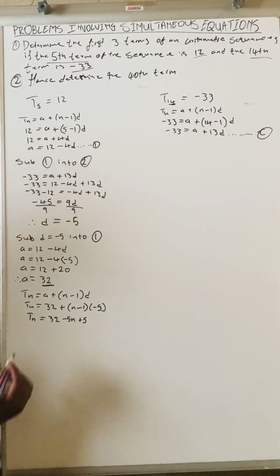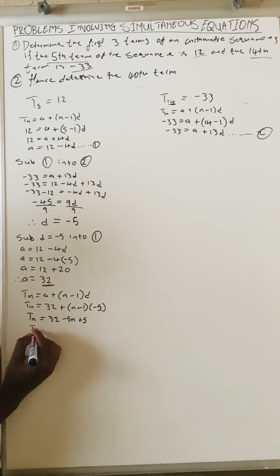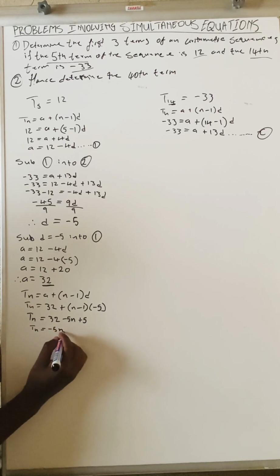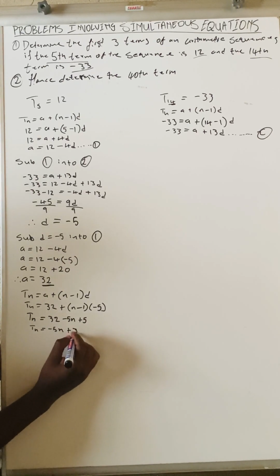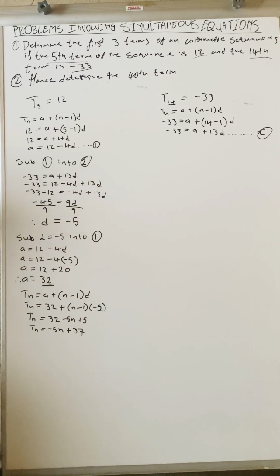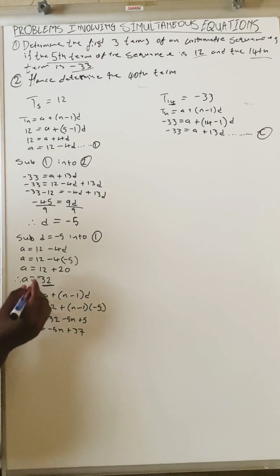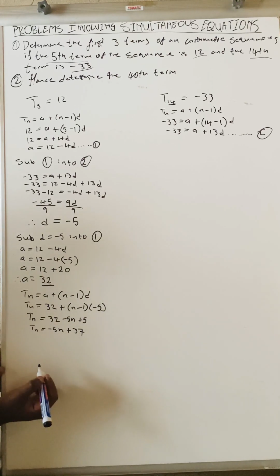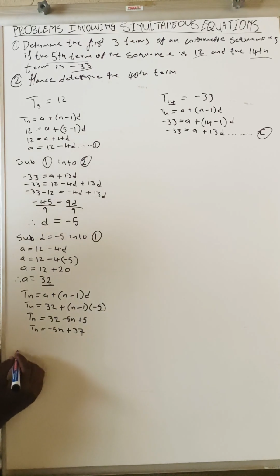Then from here, you add the like terms. Your Tn is equal to negative 5n. This plus this, you will get positive 37. Then from here, you just substitute. They said first 3 terms. You already know T1, which is 32.